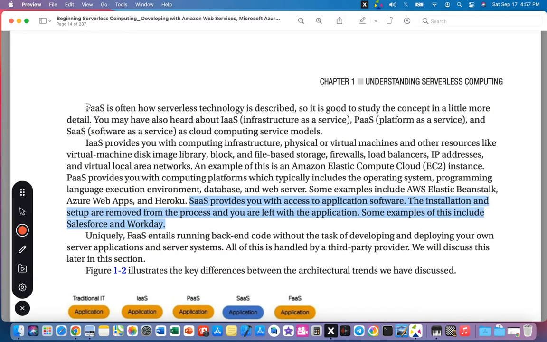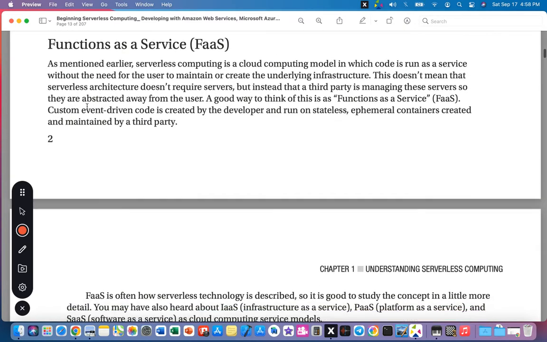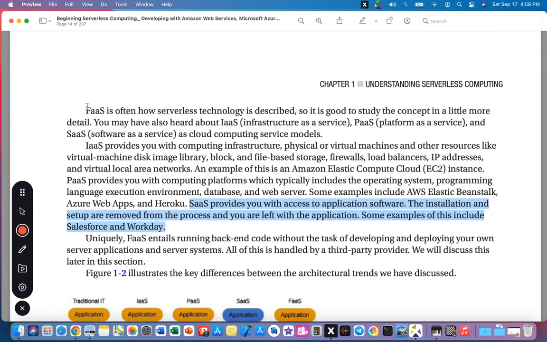So now we have function as a service, like cloud computing, and we have infrastructure as a service, where the data center is rented and it's empty, and platform as a service, where the development environment is rented and it's empty, and software as a service, where they let you use software through a website or so, like Workday.